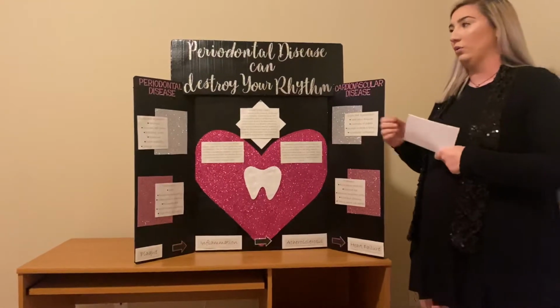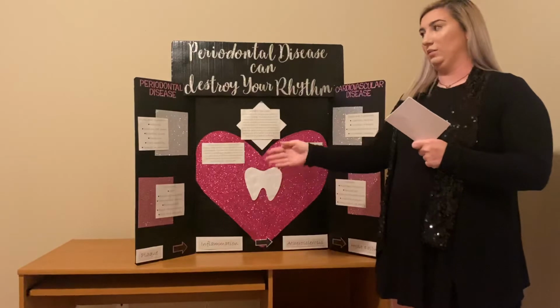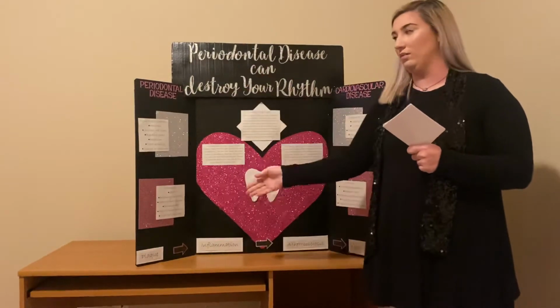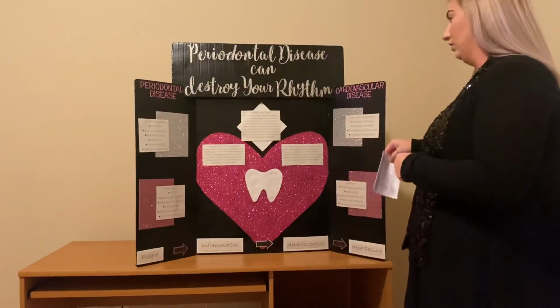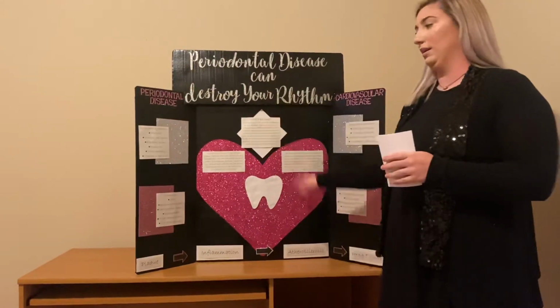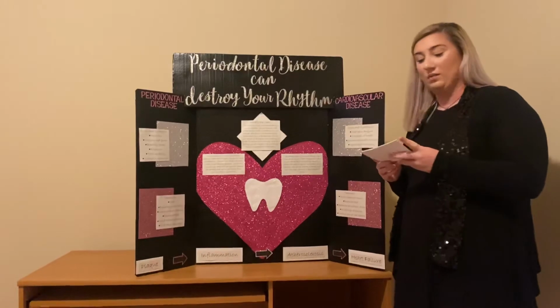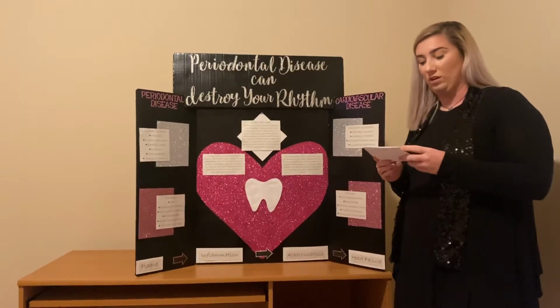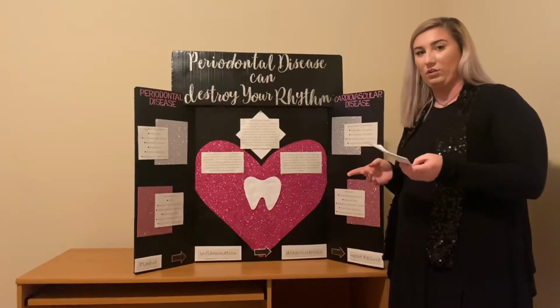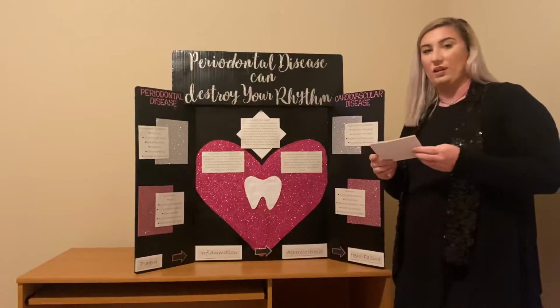So the first side that we're going to talk about is periodontal disease, because I split them up into periodontal disease on one side, cardiovascular diseases on the other, and then how they are connected in the middle. So first is that periodontal disease is an irreversible destruction of the periodontium, which includes the alveolar bone, cementum, gingiva, and the periodontal ligament.